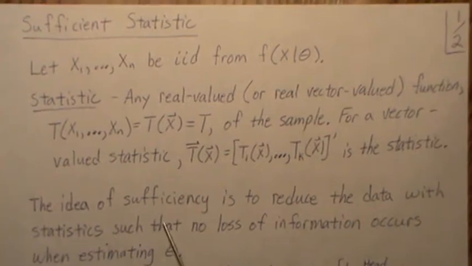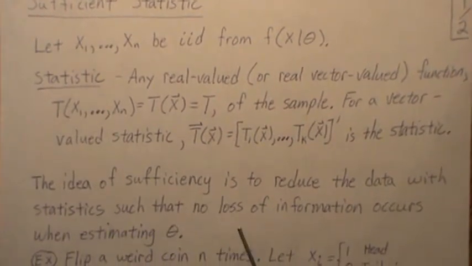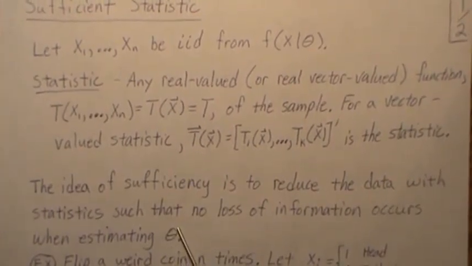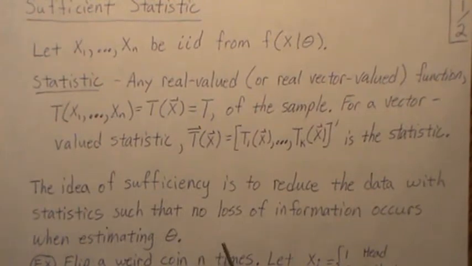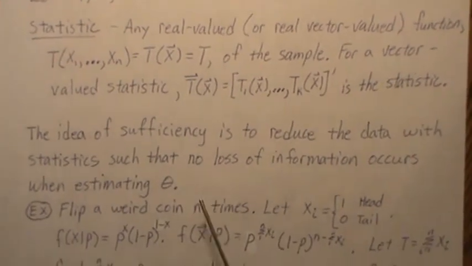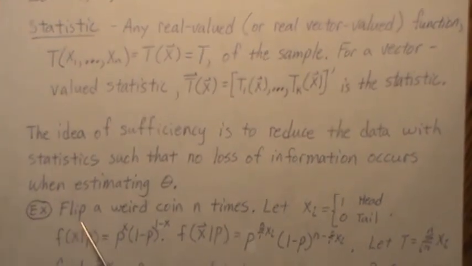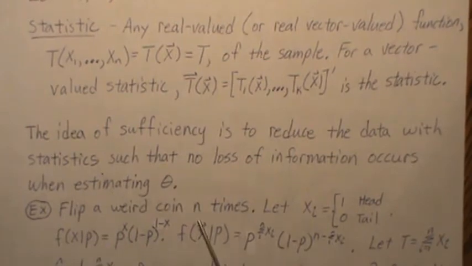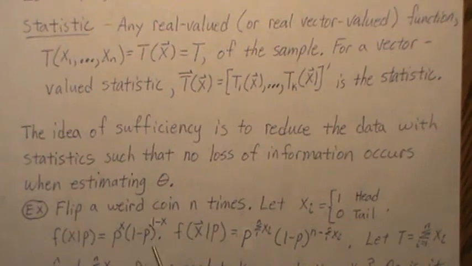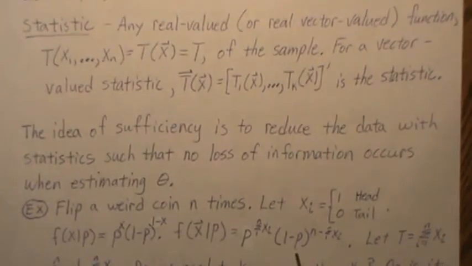Now, the idea of sufficiency is to reduce the data with statistics such that no loss of information occurs when estimating the unknown parameter. And here's a simple example to illustrate what we mean by that. So let's flip a weird coin n times, and let xi be the result. It's a 1 if it's a head and a 0 if it's a tail. And so this is a Bernoulli distribution. And so the joint distribution is the product of these n times, which you get this.